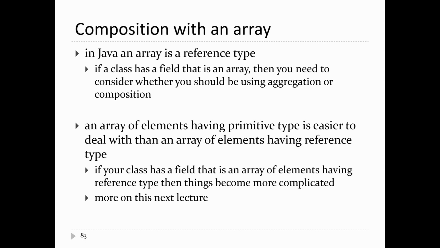Okay, composition with an array. So this was what we just talked about. You have a composition. We had a period object. It's composition of 2 date objects. As soon as you have a collection of objects inside of another object, this now introduces a second problem.